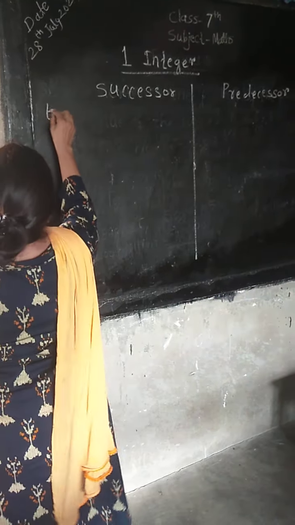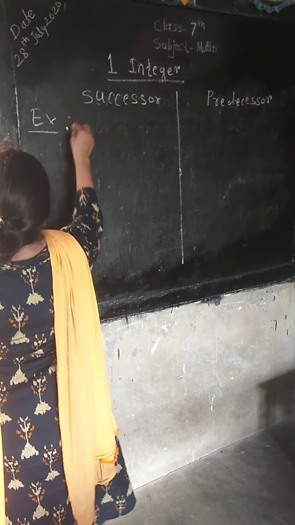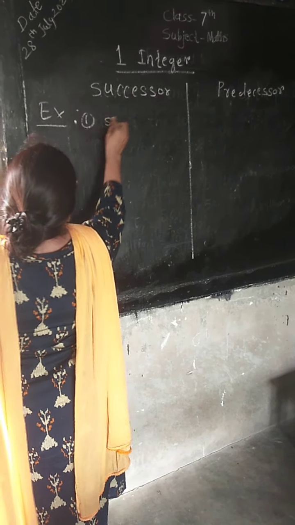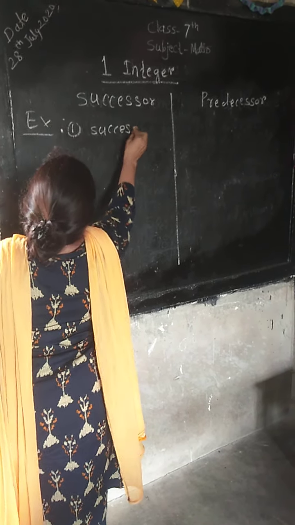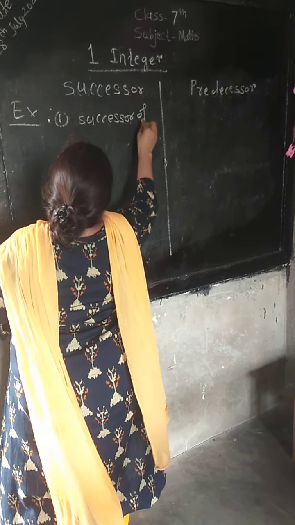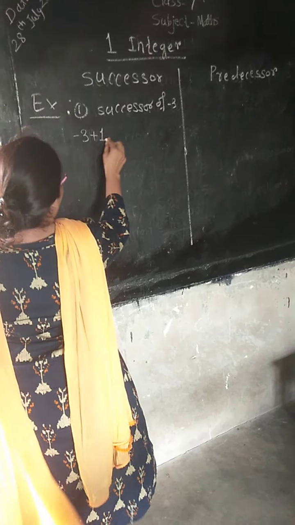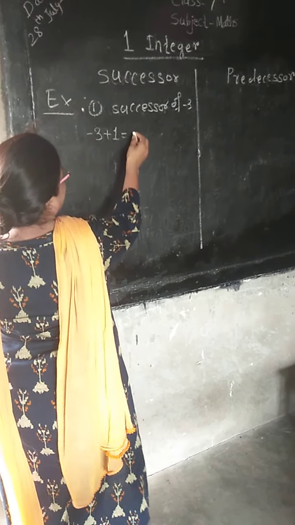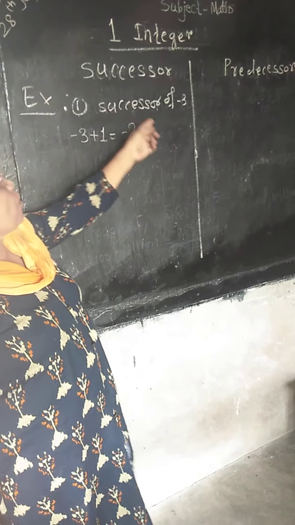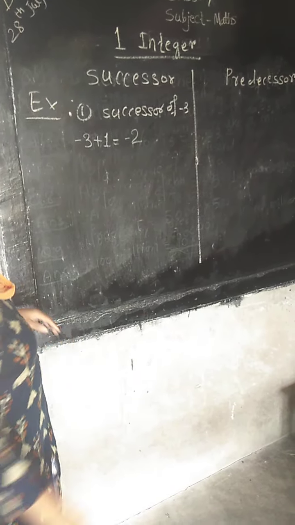First example we have to see, that is successor of -3. What you have to do? To -3 we add 1, then we get -3 plus 1, that is -2. -2 is the successor of -3.